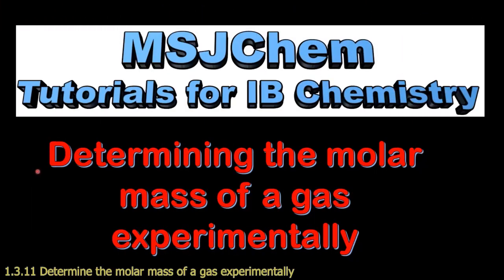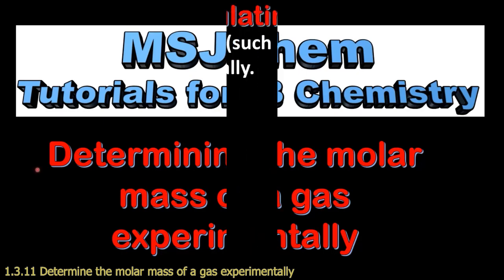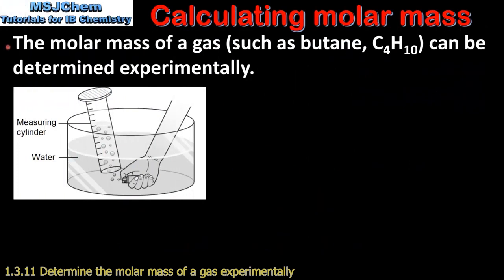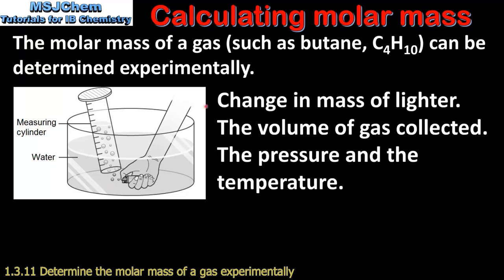This is MSJ Chem. In this video, I'll be looking at determining the molar mass of a gas experimentally. The molar mass of a gas, such as butane, can be determined experimentally. To collect the gas, a measuring cylinder is inverted and filled with water. The measuring cylinder is filled with a known volume of gas from a cigarette lighter. The mass of the cigarette lighter is recorded before and after the measuring cylinder is filled. To calculate the molar mass of the gas, we need to know the change in mass of the lighter, the volume of gas collected, and the pressure and the temperature.